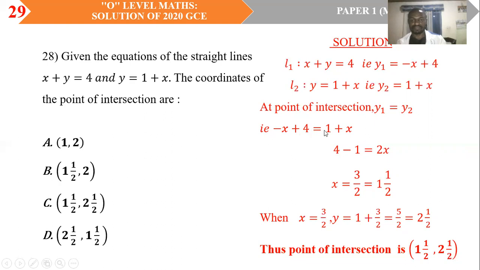Negative x plus 4 is equal to 1 plus x. So 4 minus 1 is equal to 2x. If we send 1 this other way and collect like terms, sending x this other way, we have 4 minus 1 is 3. Dividing both sides by 2 gives x to be 3 over 2, which is 1.5. Now, when x is 3 over 2, y is 1 plus 3 over 2, which is 5 over 2, which is 2.5. So the coordinates of the point of intersection are 1 and 1 over 2, 2 and 1 over 2.